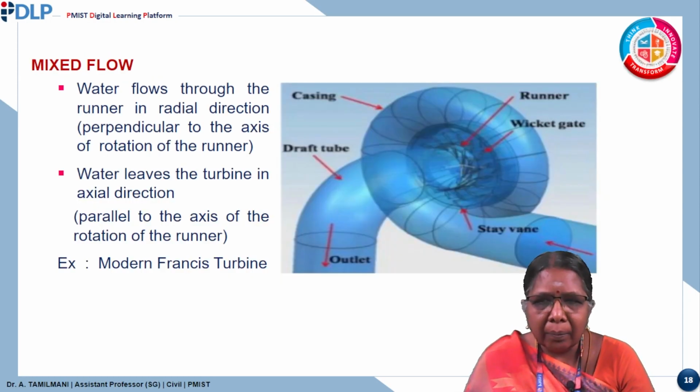Then mixed flow turbine. In the mixed flow turbine, water enters axially and leaves radially, or water enters radially and leaves axially. So, water flows through the runner in the radial direction, that is perpendicular to the axis of rotation of the shaft, and leaves the turbine in the axial direction, that is parallel to the axis of rotation of the shaft or runner. Example, modern Francis turbine. Nowadays, all the turbines are mixed flow turbines only.